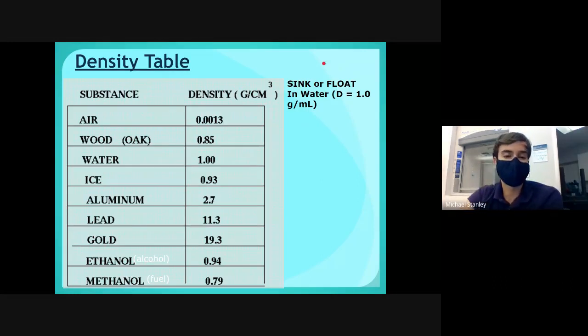So I have a couple different substances here, and I want you guys to help me figure out, would this substance sink or float if you threw it into a pool of water? So first easy example that I'll do for you, air is obviously a very low density substance. It only has a density of 0.0013. So the density of air is way lower than the density of water.